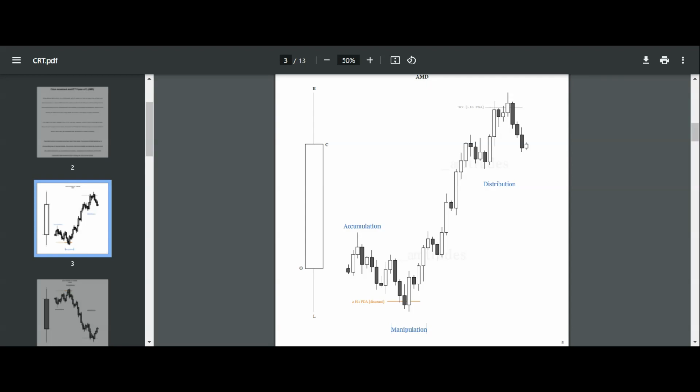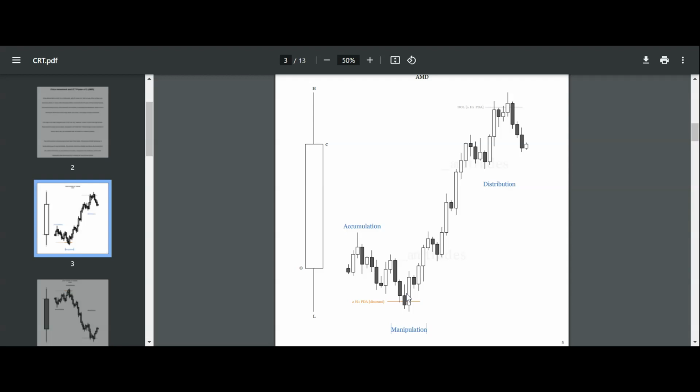A CRT candle or a CRT range is the easiest to understand. Once you see it, you will know it. What I want you to focus on is the candle at hand, which you want to be trading. Focus on the lower time frames. Focus on your accumulation phases, which you will avoid trading.